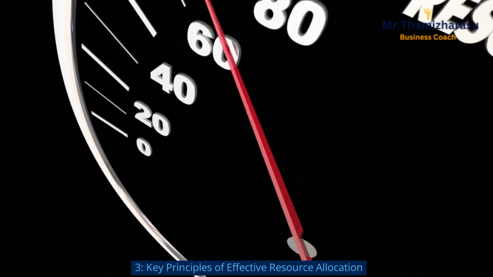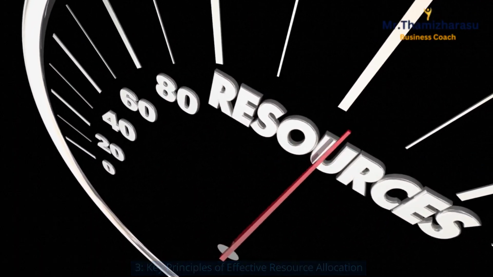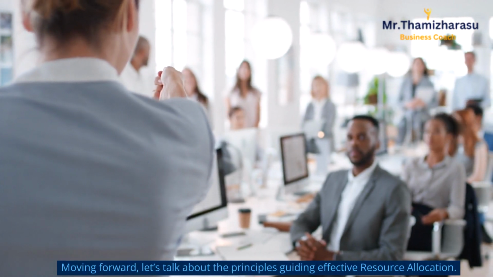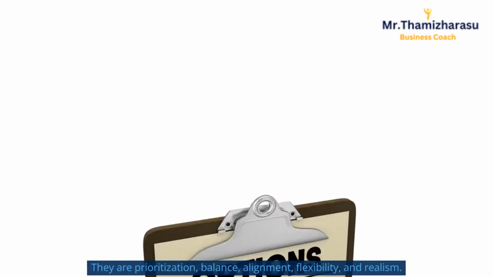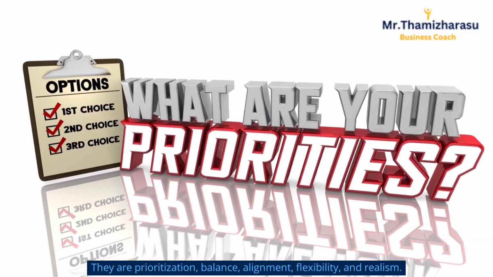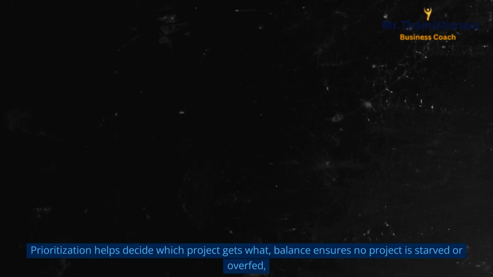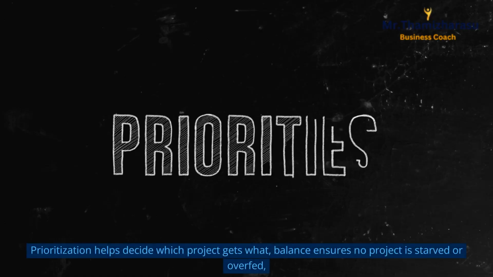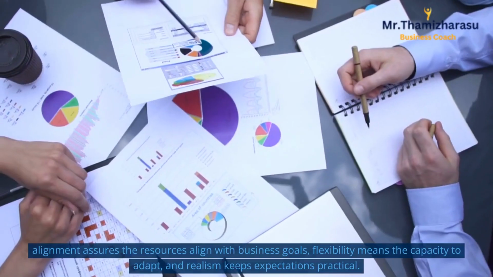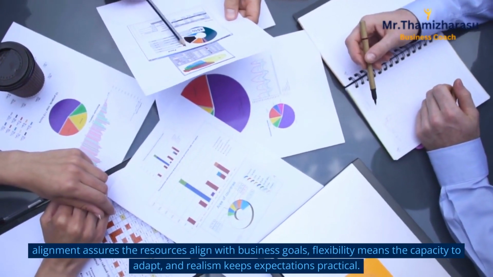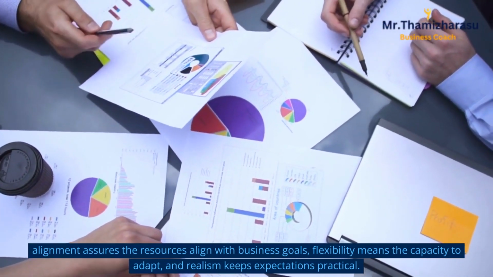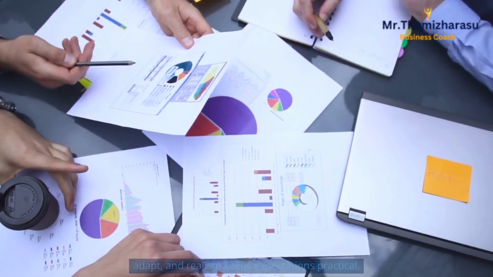3. Key principles of effective resource allocation. Moving forward, let's talk about the principles guiding effective resource allocation. They are prioritization, balance, alignment, flexibility, and realism. Prioritization helps decide which project gets what, balance ensures no project is starved or overfed. Alignment assures the resources align with business goals, flexibility means the capacity to adapt, and realism keeps expectations practical.